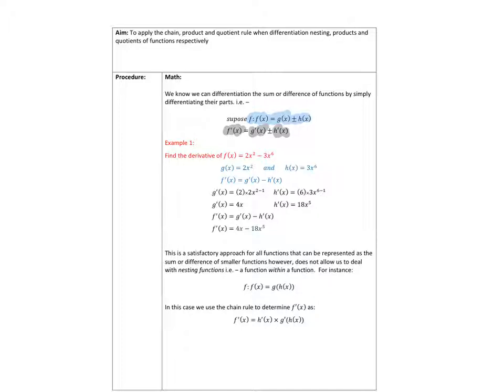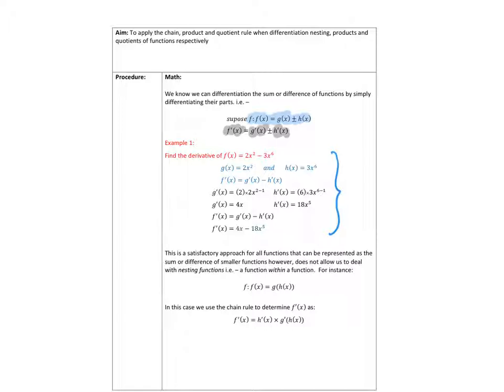Now we see this all the time if we're asked to find the derivative of 2x squared minus 3x to the 6. All we have to do is differentiate the first component, differentiate the second component, and we subtract one from the other. Now, I don't think you need me to go through that, but you can see it just over here. So the question becomes, well, what happens if things aren't just separated by a plus or a minus?